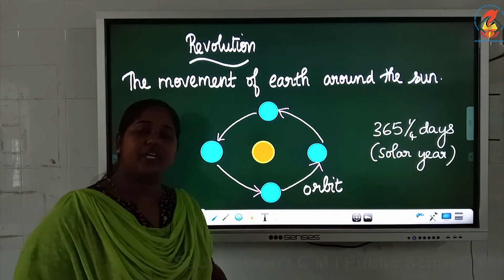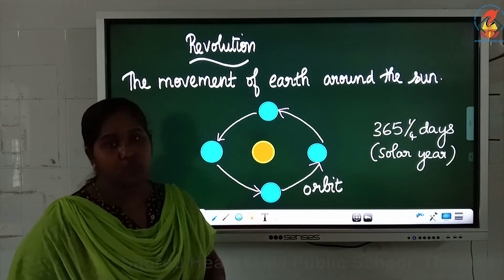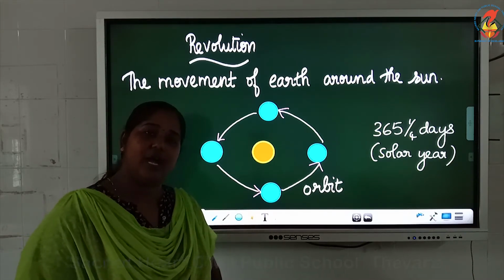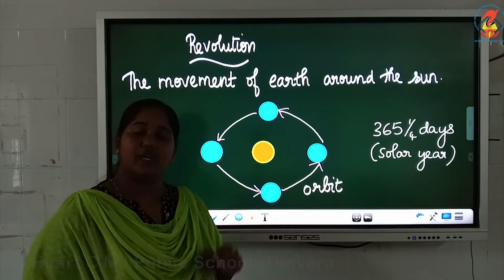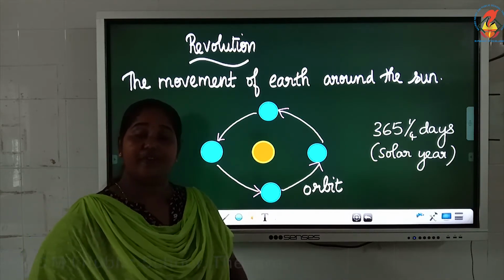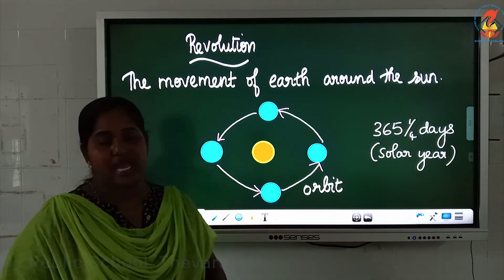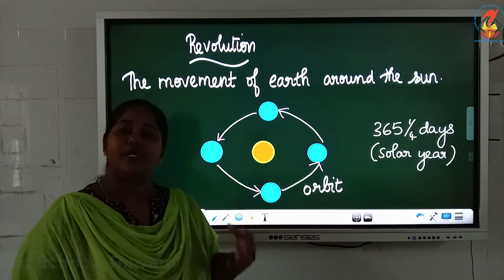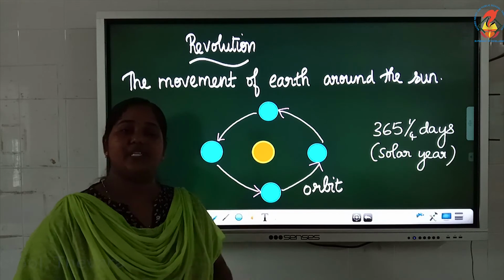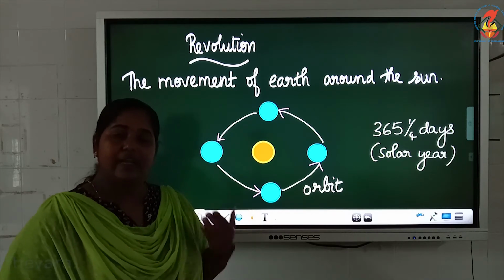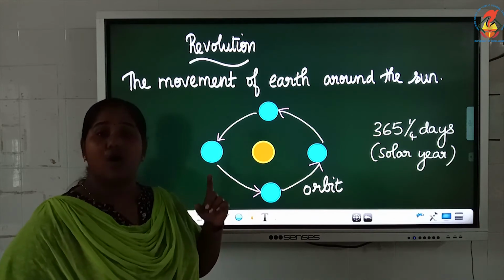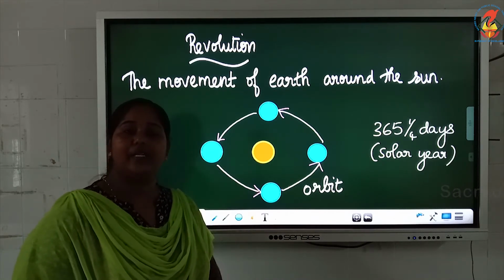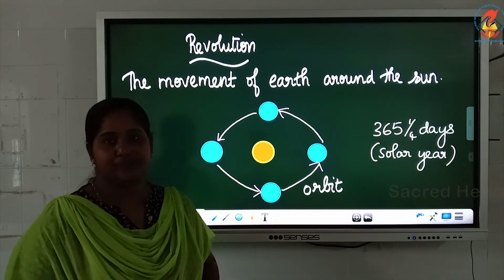So rotation of the earth means earth moves on its own axis. It takes 24 hours, that means one day, to complete one rotation. Rotation of earth causes day and night. And revolution of earth means the movement of earth around the sun in a fixed path called orbit. Revolution of earth happens in 365 1/4 days or 1 year, and that time period is called solar year.